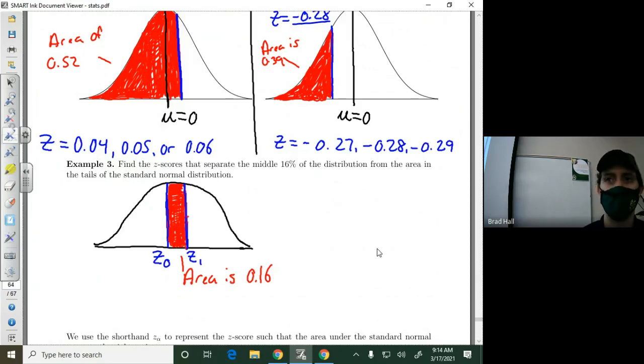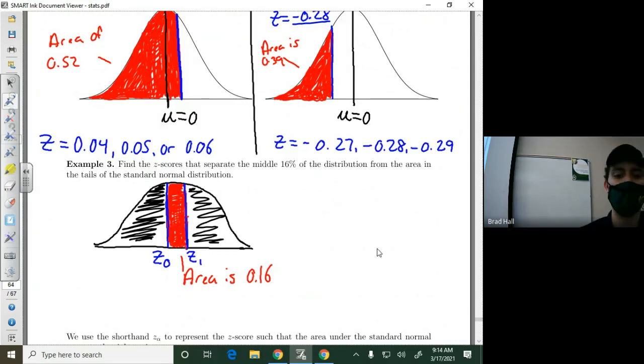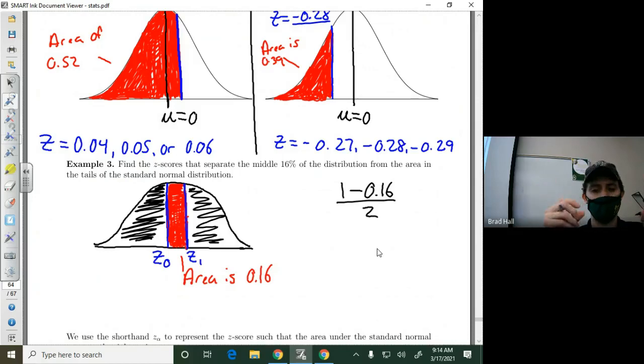So guess what we can do instead? Instead of looking for the middle value, we can find the outer values. We can find the complement because the outer values, well, if the inner value is 0.16, then the area of the outer areas would just be 1 minus that. So 0.16 is in between. If we subtract that from 1, that'll be outside. And if we divide that by 2, then we get a single region. Because we have 2 regions that are symmetric, and we divide by 2.